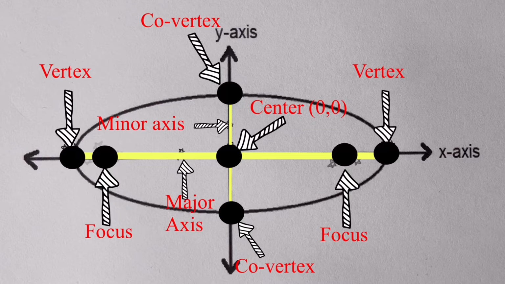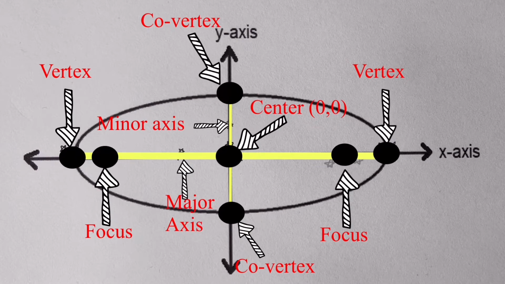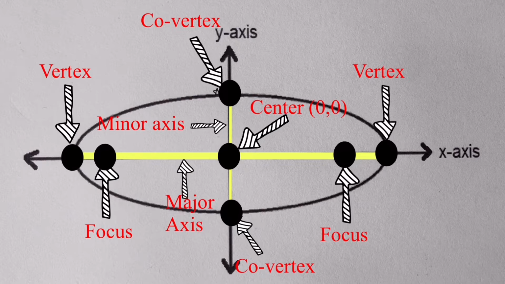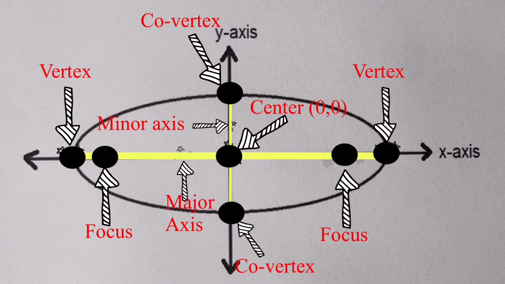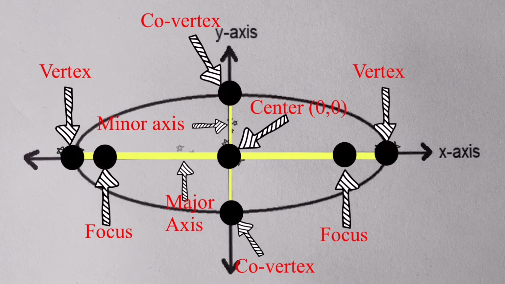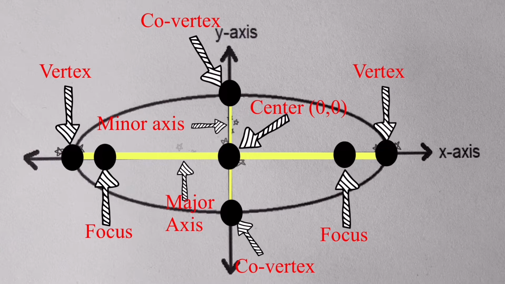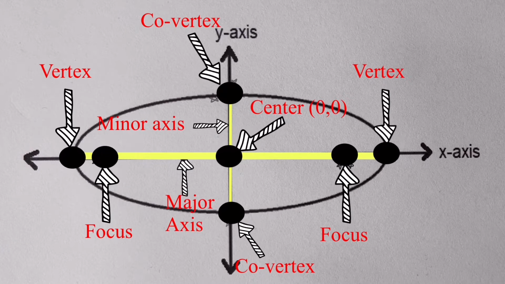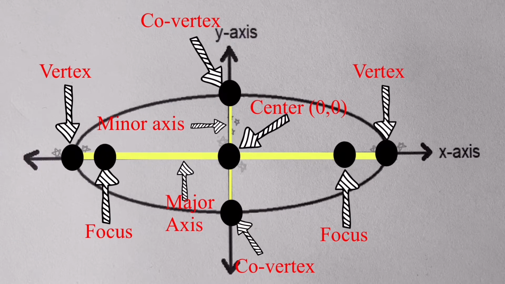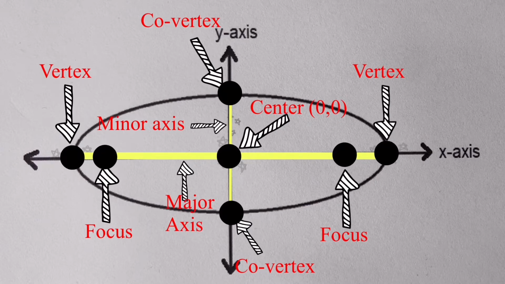So these two points right here are the foci of the ellipse. The plural for focus is foci. The foci always lie along the major axis. Please remember that the foci of an ellipse are two fixed points on its major axis such that the sum of the distances of any point on the ellipse from those two points is constant. So those are the basic parts of an ellipse.